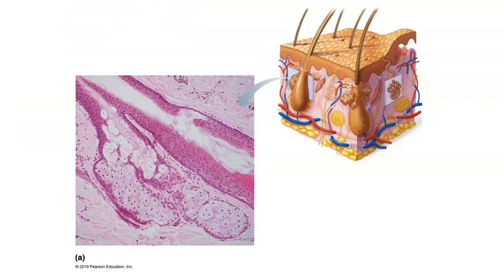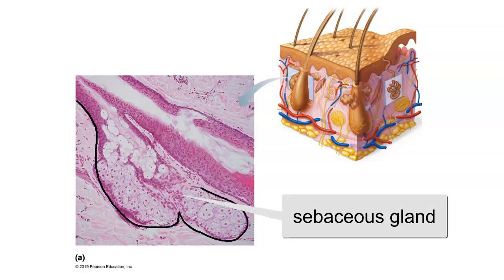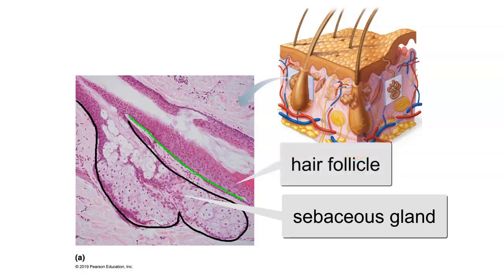Taking a look at how the sebaceous gland looks under the microscope, you can see that it still looks like a little pouch or a sac that comes off of the hair follicle. And so this is the sebaceous gland compared to this dark pink area. This is the hair follicle. Okay, so that's the hair follicle, and this is the sebaceous gland leading into the hair follicle.